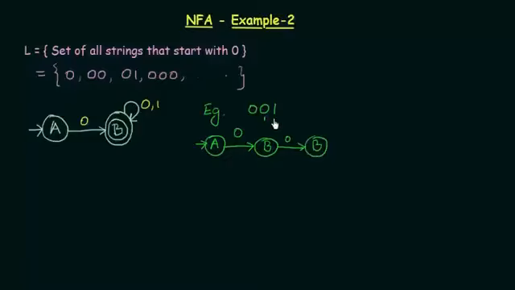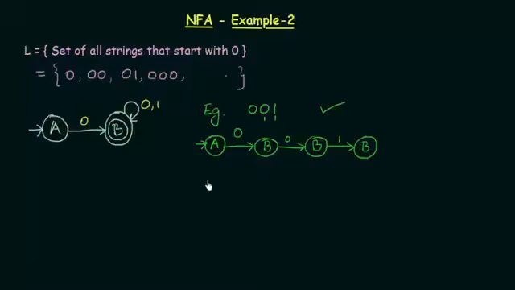And what is my next input? My next input is 1. And when B gets the input 1, where does it go? It goes to B itself. And now I have reached the end of the string. And at the end of the string, where am I? I am in state B. And is state B the final state? Yes, it is the final state. So this string is accepted.